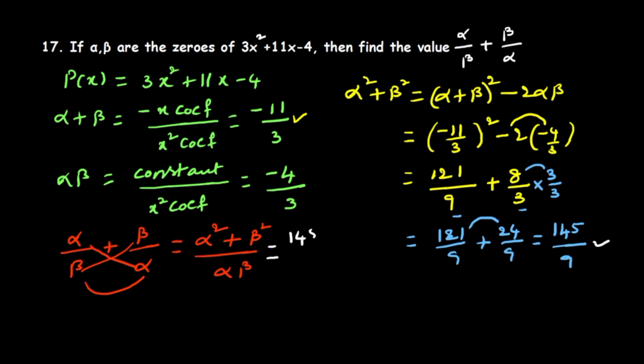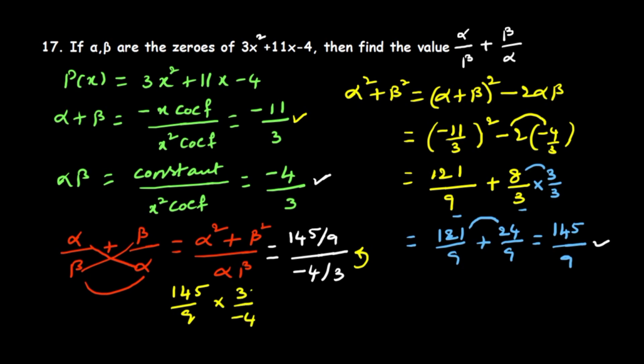145 divided by 9, what is alpha into beta? This is minus 4 by 3, right? Minus 4 divided by 3. So how to write that answer? That is 145 by 9. Now you will get its reciprocal here, that is into 3 divided by minus 4.